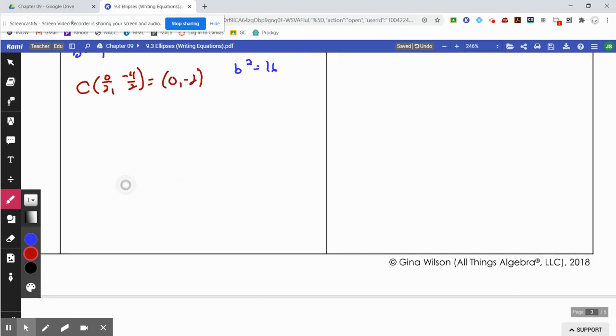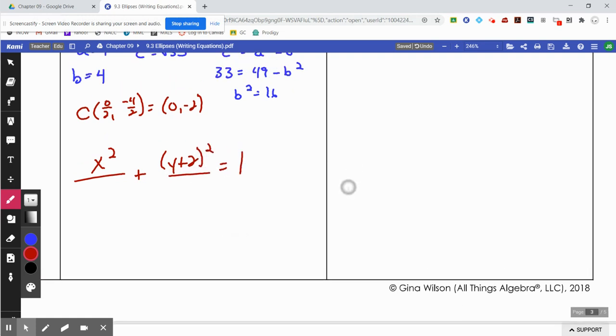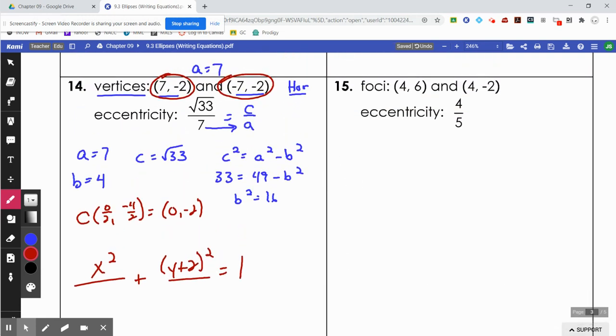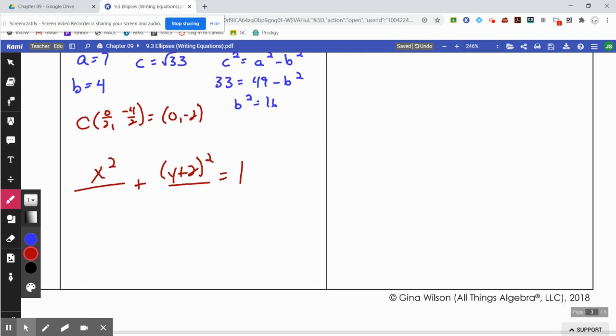So therefore, my equation is going to be x squared over something, we didn't have to translate it any, plus (y + 2) squared over something, equals 1. Since it's a horizontal ellipse, the larger number goes under the x. So a squared goes under x, b squared goes under y.